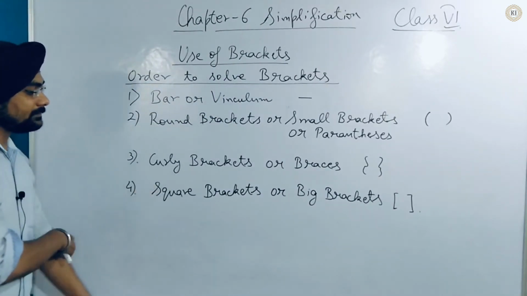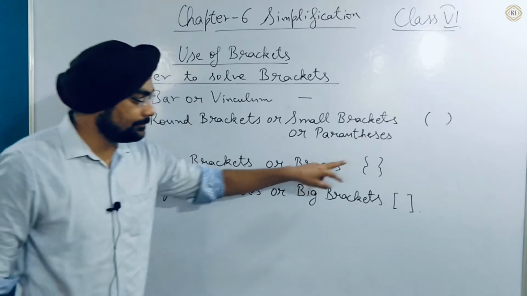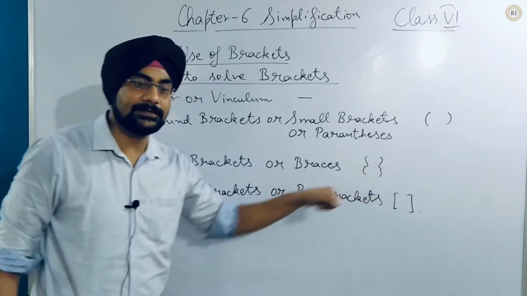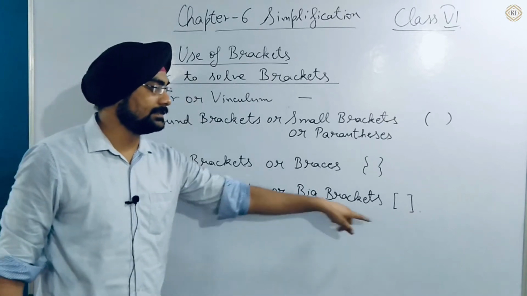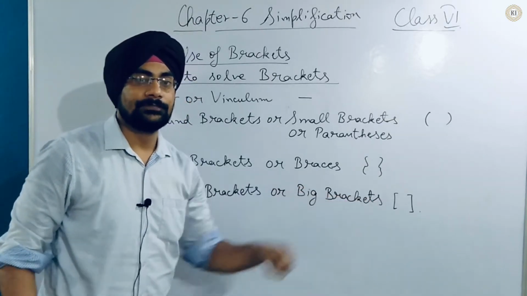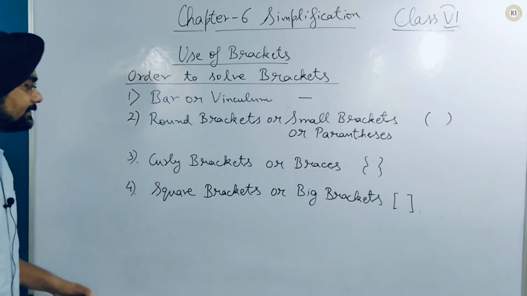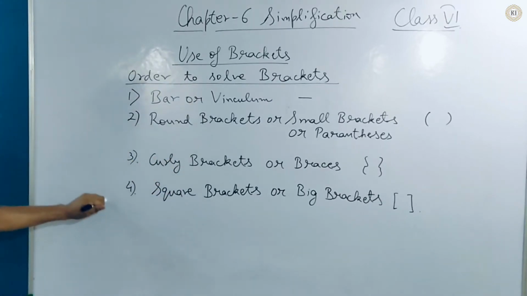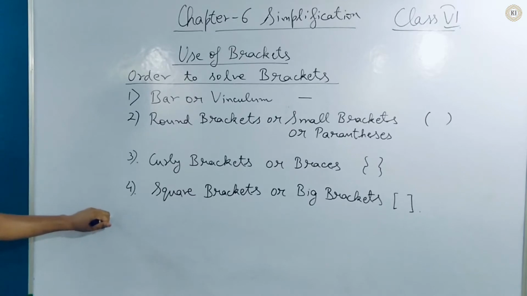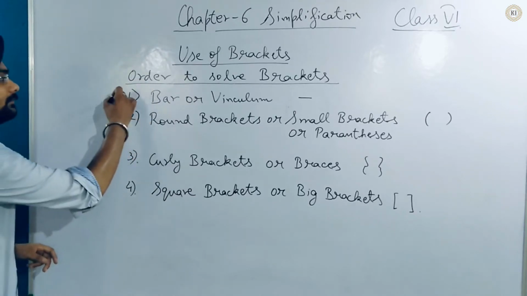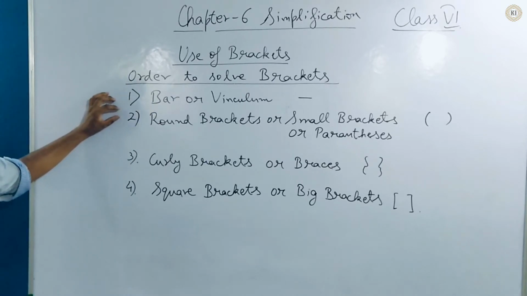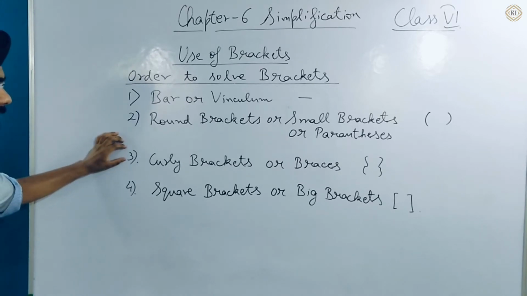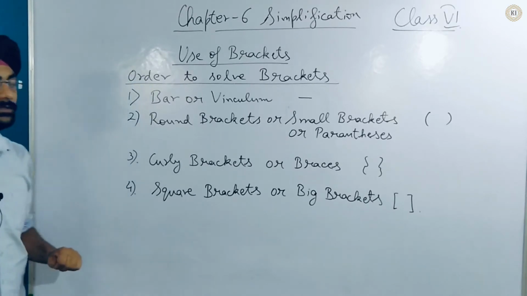The third type of brackets will be your curly brackets or braces. This is the symbol of curly brackets. The fourth type will be your square brackets or big brackets. This is the symbol of square brackets. These are the 4 types of brackets, and this is the order to solve the questions whenever brackets are given. First of all we will solve the bar bracket, then the round brackets or parentheses. Third we will solve the curly brackets and fourth the square brackets.